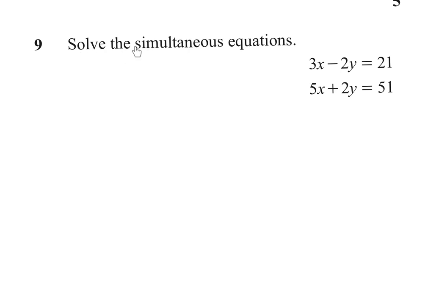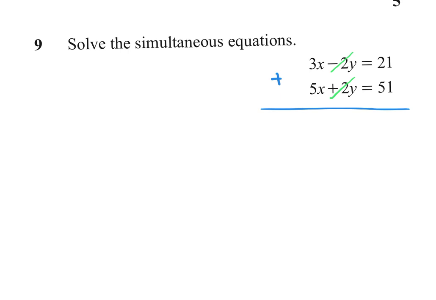Number 9, read. Solve the simultaneous equations: 3x minus 2y equals 21, and 5x plus 2y equals 51. Yes, how to solve? Sir, we can cancel y. Yes, because look at the coefficient of x, 3 and 5, and the coefficient of y, negative 2 and positive 2: the same number but different sign. So how to eliminate y? Sir, we add them. Yes, if you add, you can eliminate y, because negative 2y and positive 2y cancel.